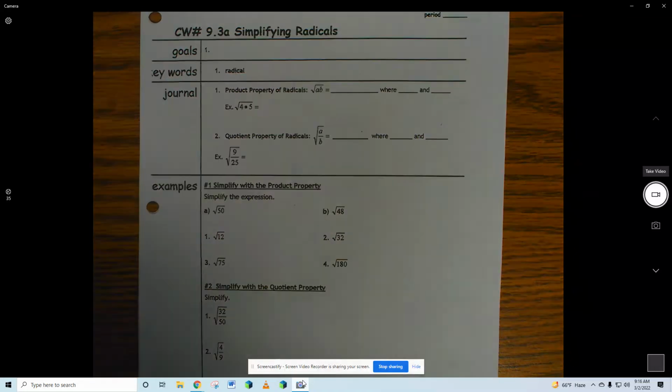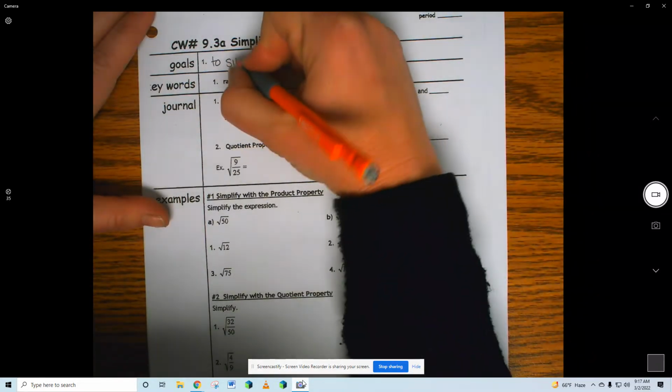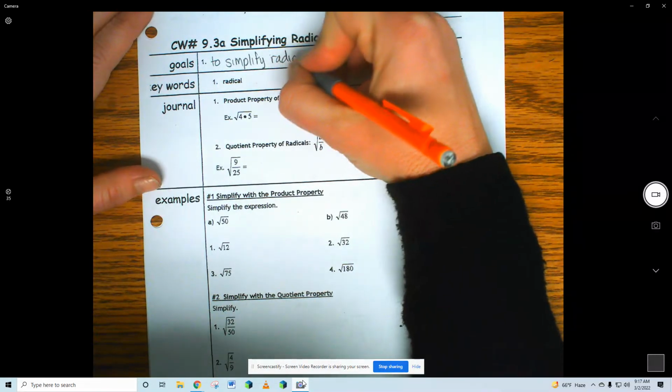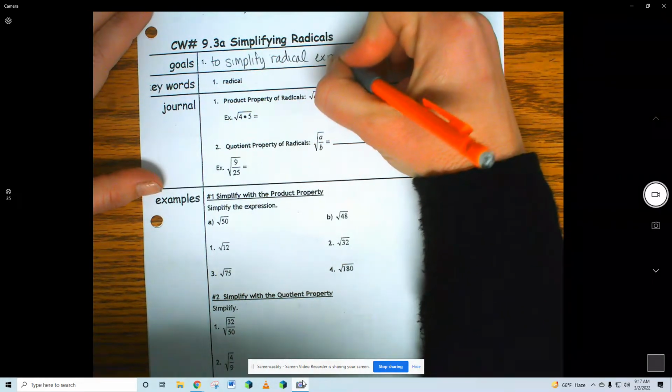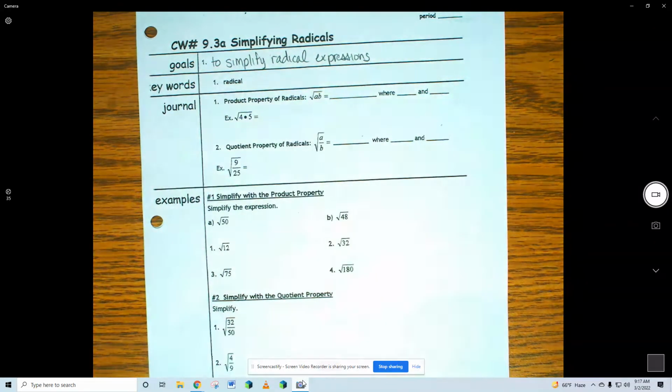We are starting chapter 9, and this is lesson 3 where we're talking about radicals, and another word for that is like a root, a square root. I can have a square root, a cube root, things like that. So, our goal today is to simplify radical expressions. And these are things that are going to be under a square root.